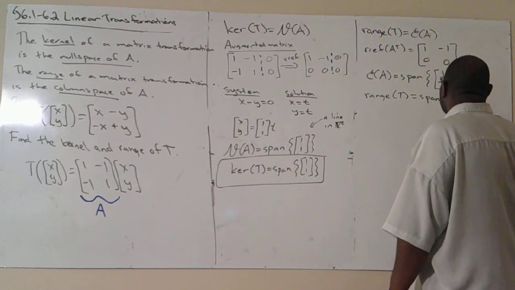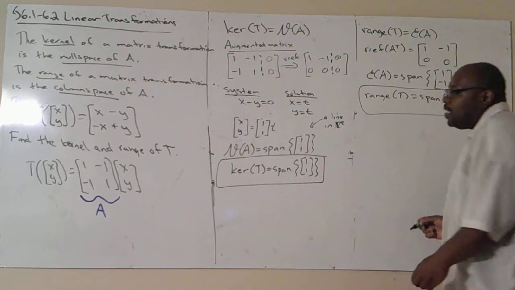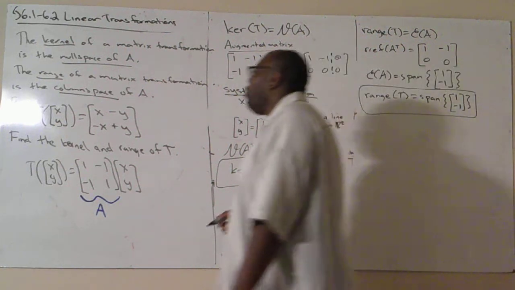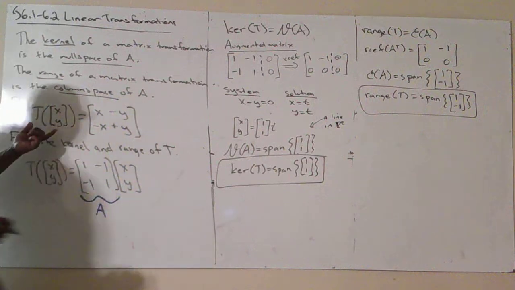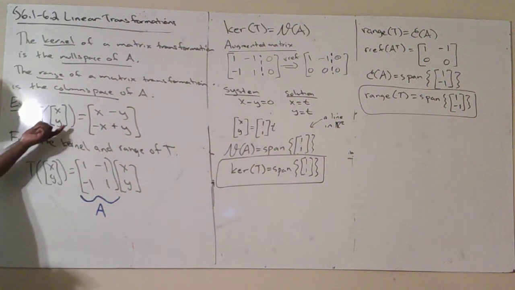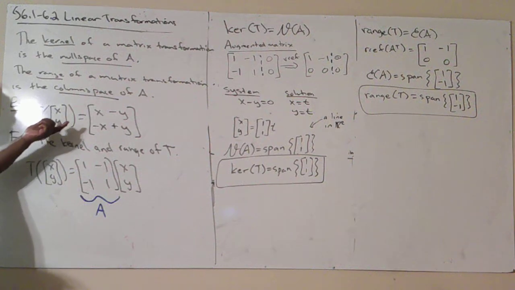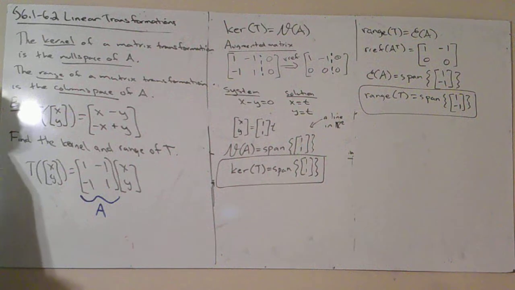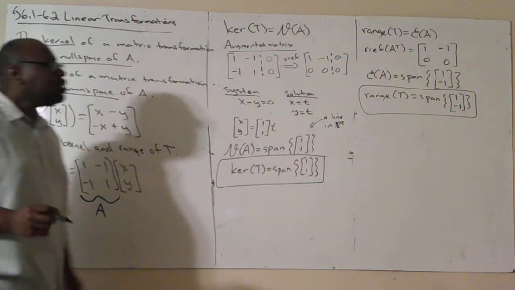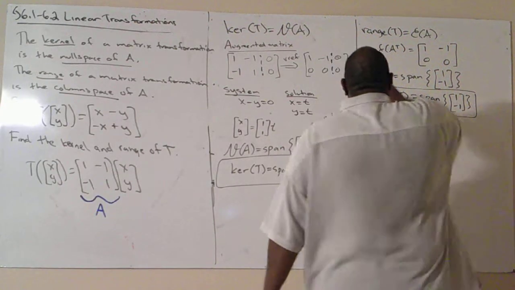And you can try it out for yourself. Take any x and any y value that you want, and you'll see that your answer is going to be a multiple of 1, -1, right? All of your outputs are going to be multiples of 1, -1. Okay. So that's the range of T. Let's do one more example.